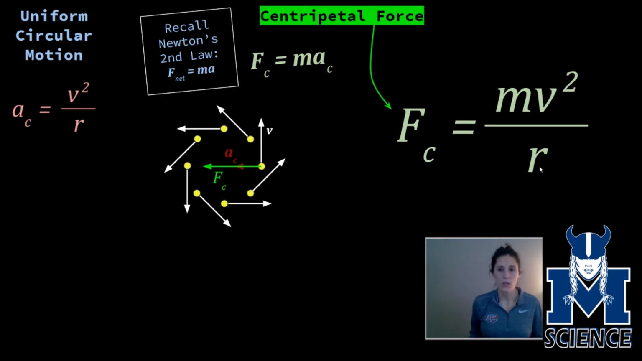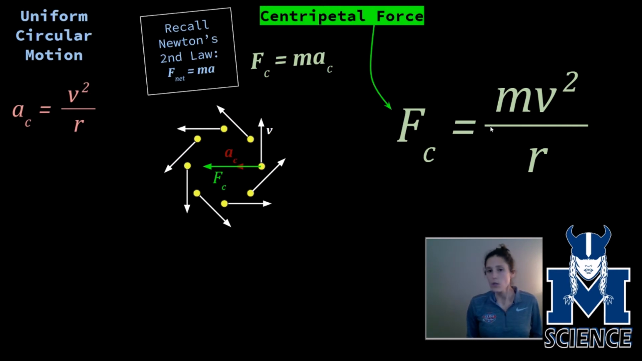Okay, so this tells us that the centripetal force, the force required to keep an object in uniform circular motion, is directly proportional to the mass and the speed squared, and inversely proportional to the radius of the circle.